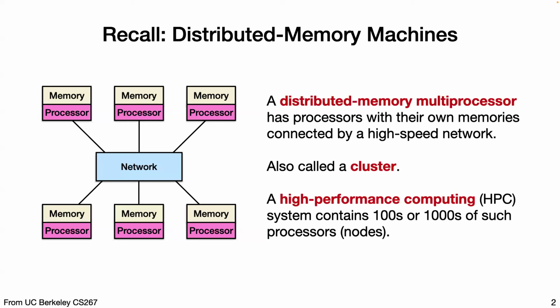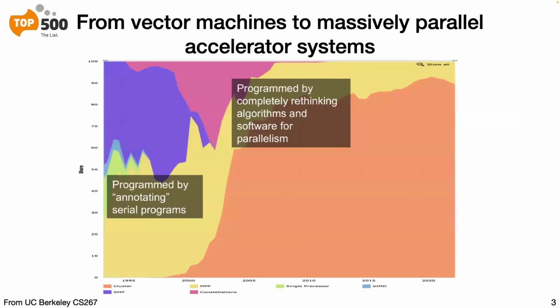So I said this in the first lecture, but we're going to move on to distributed memory now. In distributed memory, there are multiple processors, each with their own memory. So every processor has a separate memory connected to it, and they're all connected through the network. They communicate usually through message passing. This setup is usually also called a cluster. A high-performance computer can have hundreds or thousands of these. They're called nodes, usually, or processors, when you describe the size of these things.